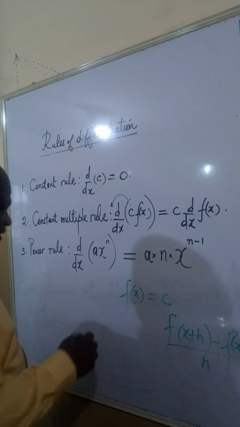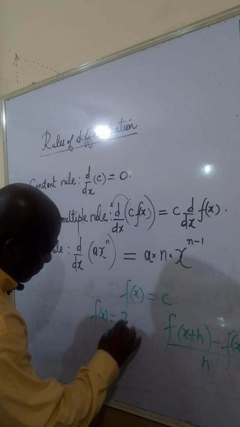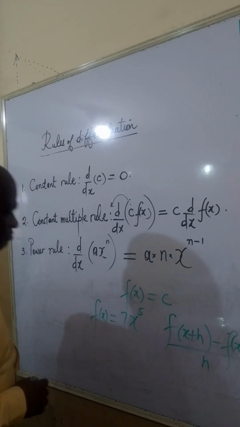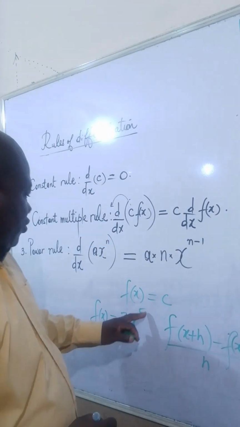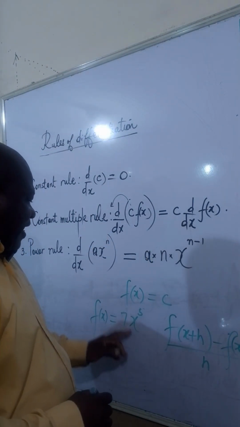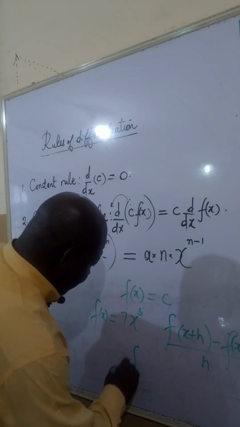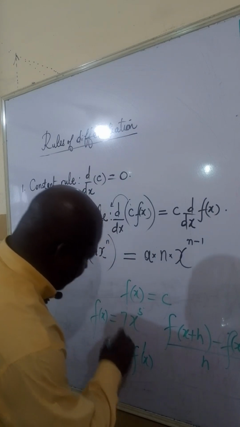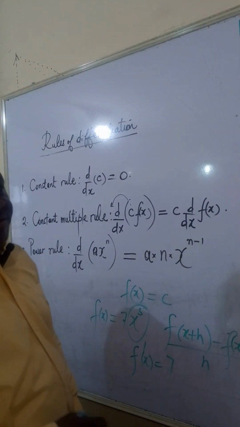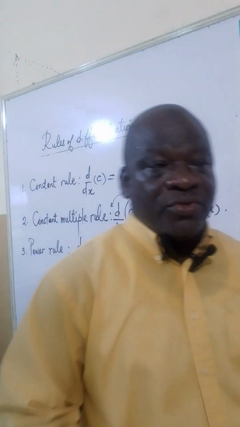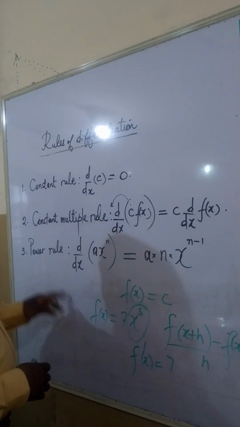For example, f(x) equals 7x^5. So 7 is the constant here, and the function is x^5. If you want to find f'(x), 7 remains intact. You are differentiating x^5. So how do you differentiate x^5? That's the power rule.